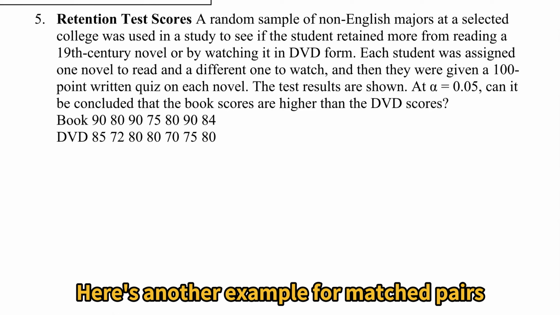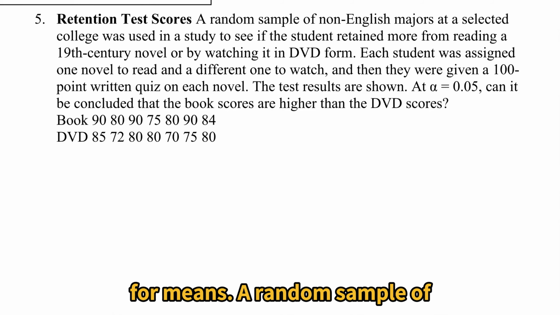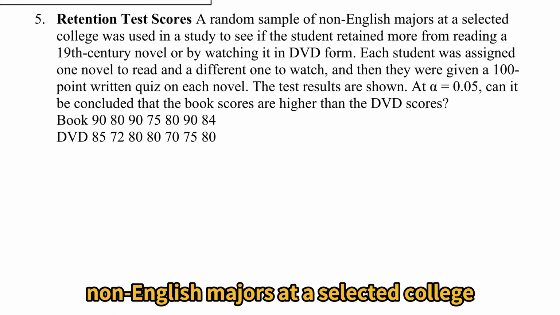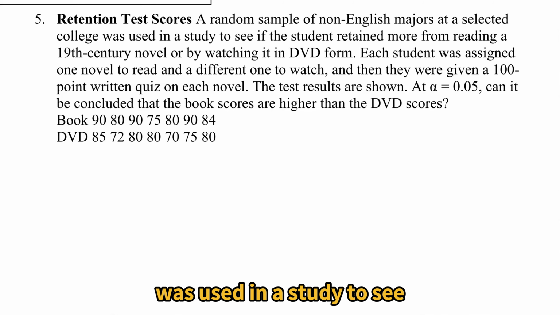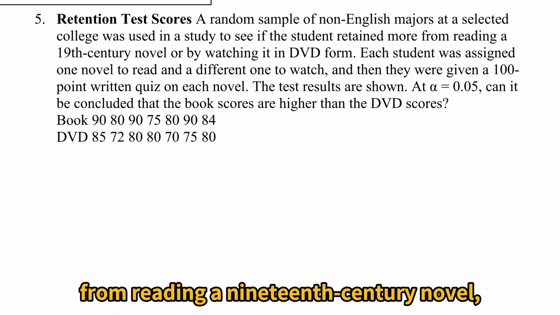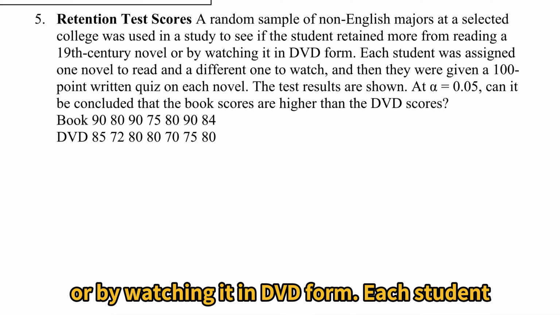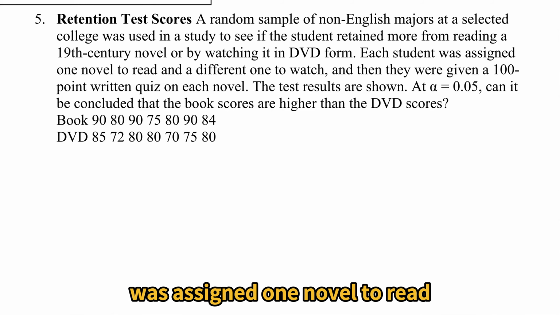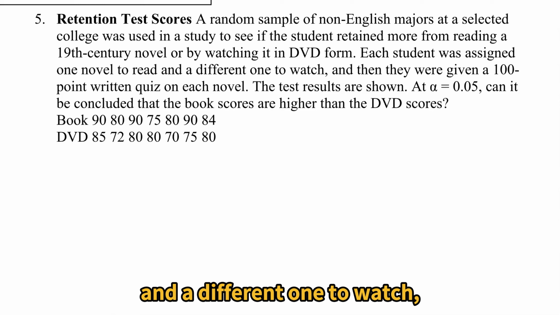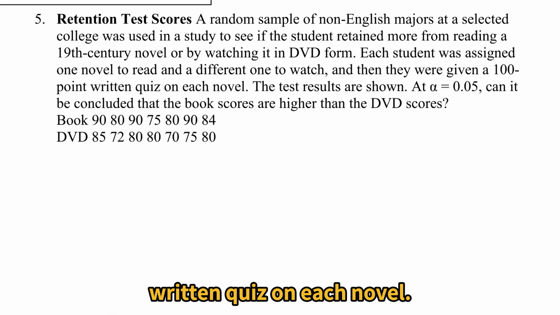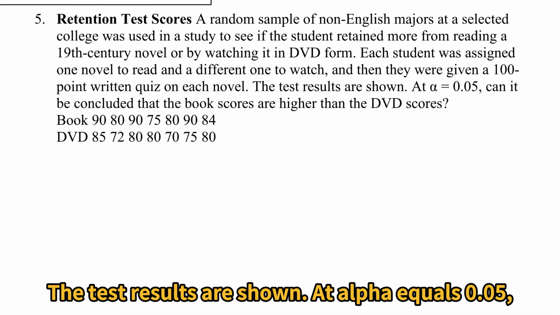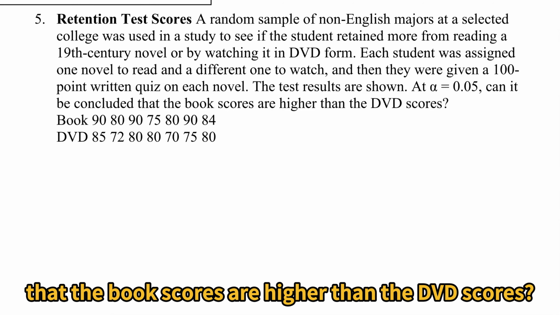Here's another example for matched pairs for means. A random sample of non-English majors at a selected college was used in a study to see if the student retained more from reading a 19th century novel or by watching it in DVD form. Each student was assigned one novel to read and a different one to watch, and then they were given a 100-point written quiz on each novel. The test results are shown. At alpha equals 0.05, can it be concluded that the book scores are higher than the DVD scores?